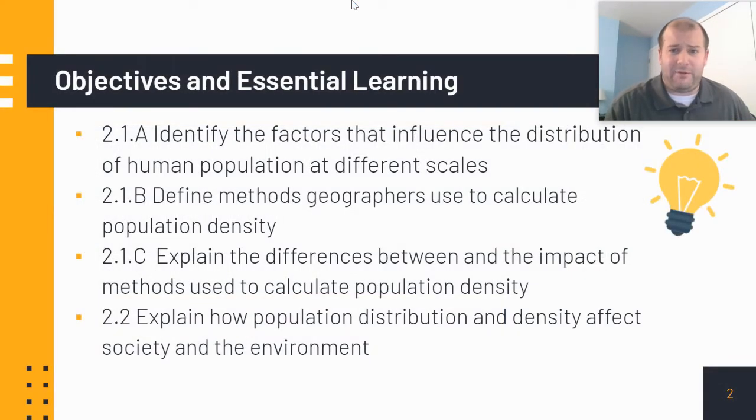Today I'm going to be talking about the factors that influence the distribution of human populations at different scales, how geographers calculate population density, and how population distribution and density affect society and the environment.